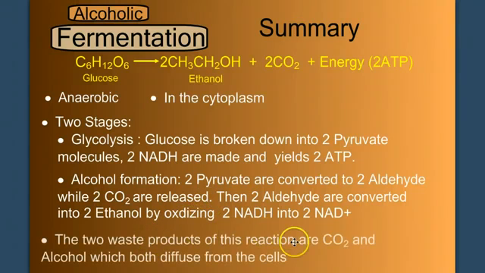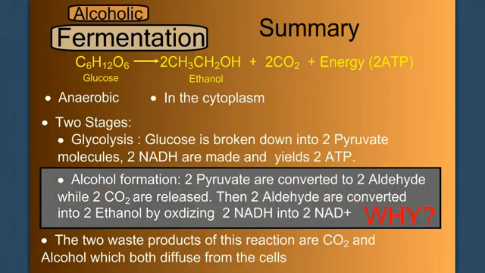The 2 waste products of this reaction are carbon dioxide and alcohol, which both diffuse from the cells. Well, this raises an interesting question. Why do stage 2? Let's look back at the flow chart here.